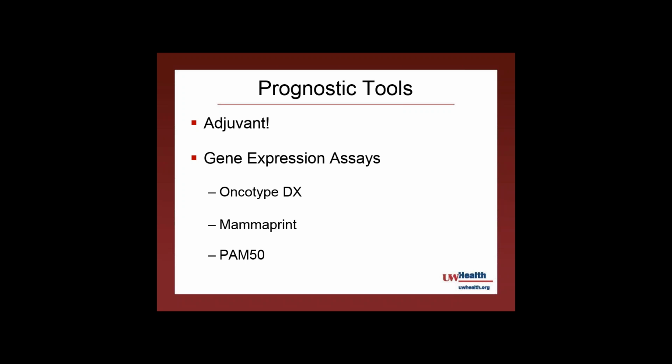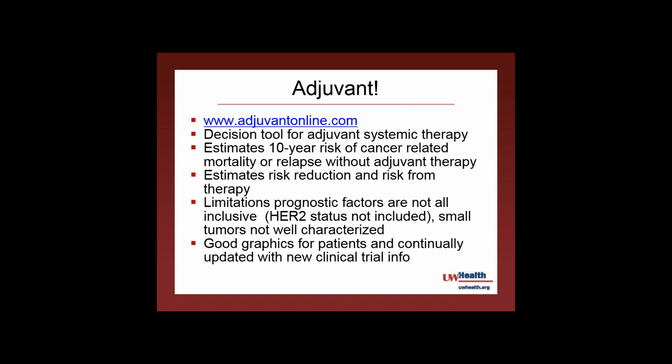So we've gone through screening real quickly. Now we're moving on to the prognostic tools that are available. Adjuvant is one tool, and then there is the gene expression assays. The ones that I'll talk about are Oncotype DX, Mammoprint, and PAM50, which is new on this exam, the PAM50.